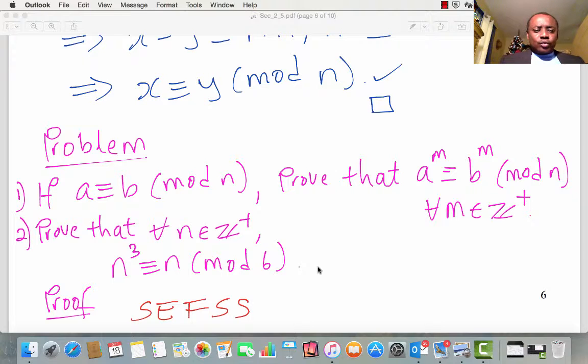Here are two simple problems I want you to play with as we continue this lecture. Problem number 1. If a is congruent to b mod n, I want you to prove that a raised to the m is congruent to b raised to the m mod n for every positive integer m. 2. Prove that for every positive integer n, n cubed is congruent to n mod 6. Beautiful little problem. I'll leave these two problems as simple exercises for serious students.